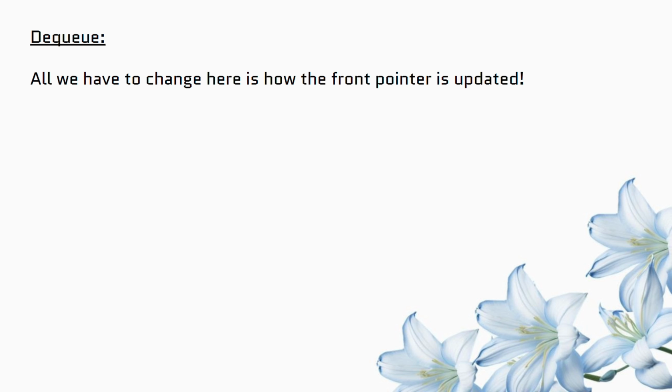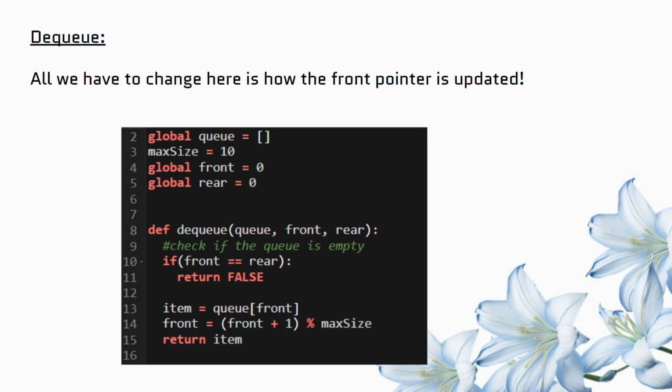Now this is very similar to DQ of linear queue, and then again, we need to change front. That's pretty much the only thing. That's the only thing that's changed, hasn't it? Front is now changed like this. We're doing front add 1 modulo max size, because this then allows it to loop back to index 0 once it reaches the max. Hopefully that makes sense.